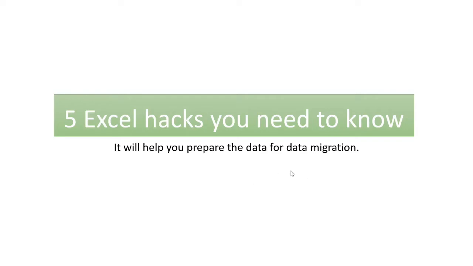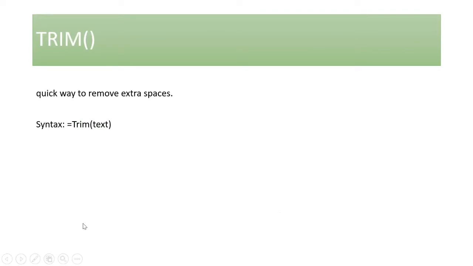The tricks and tips that we'll be discussing here can also be applied for other things like code migration. The first tip that we'll be learning today is trim. Trim as a function in Excel sheet basically helps us remove the extra space.